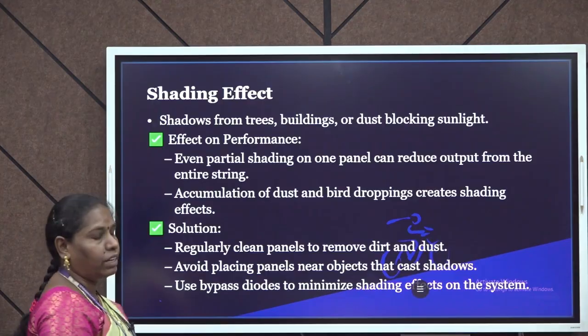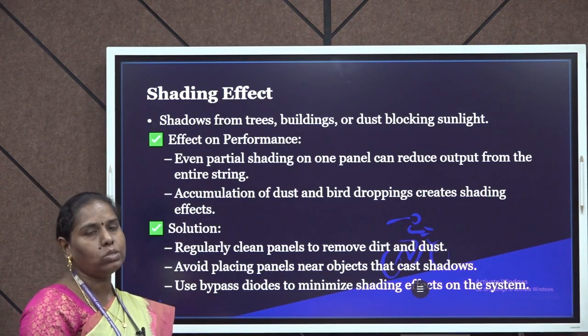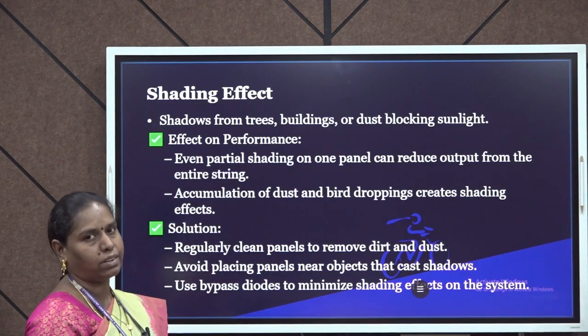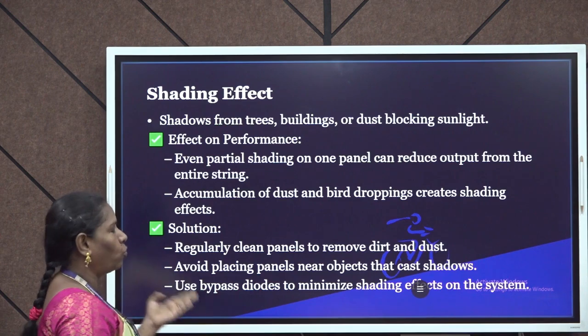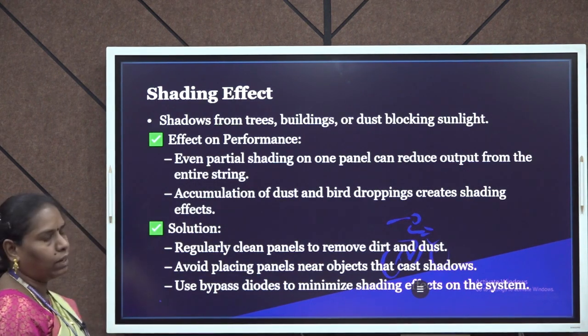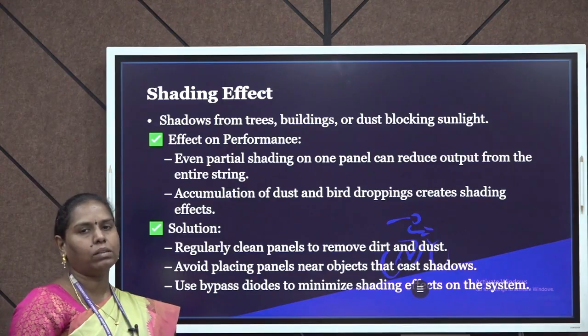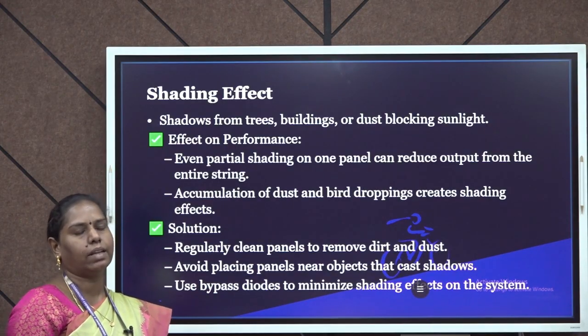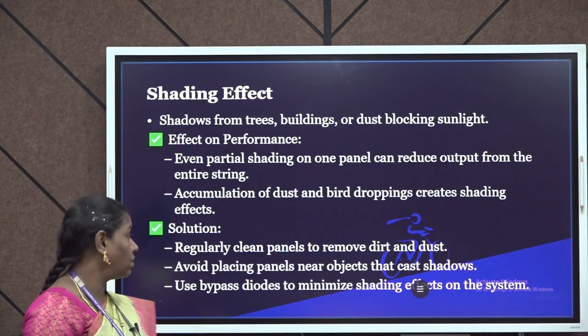Even partial shading on one panel can reduce the current, and hence the whole string produces less output. Accumulated dust and bird droppings also create shading effects. Even if one panel is affected, the entire string is affected, and hence the power is drastically reduced.